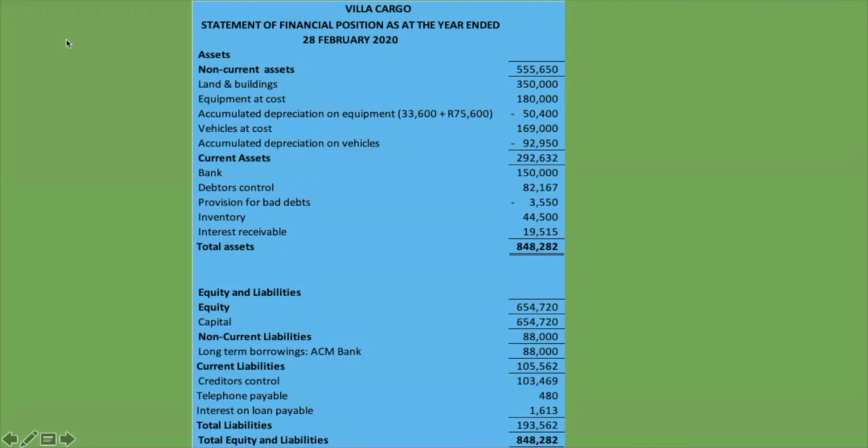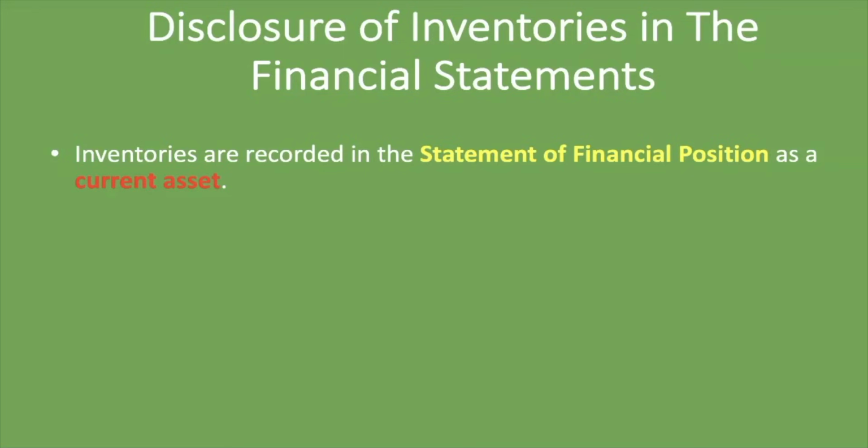And here is how it will appear in the statement of financial position. We have an example here. This is how the statement of financial position looks. And where do you have your inventory? Well, here it is. It appears under current assets, and you have the inventory there with its amount. That's how it's recorded in the statement of financial position or the balance sheet.